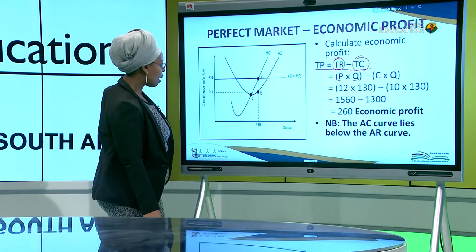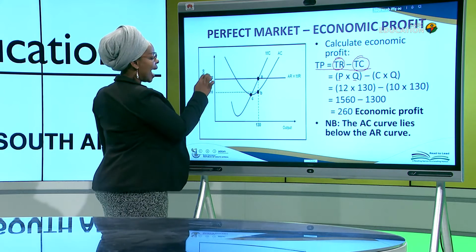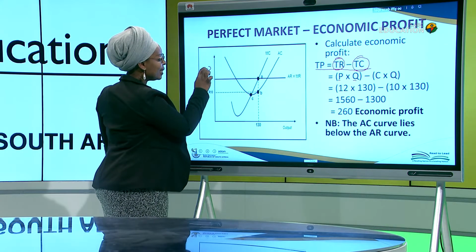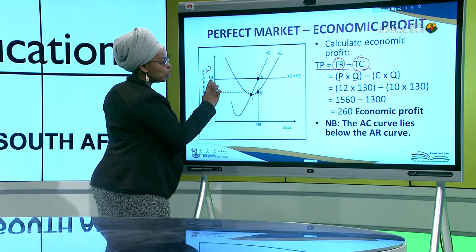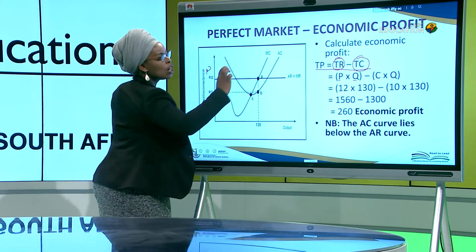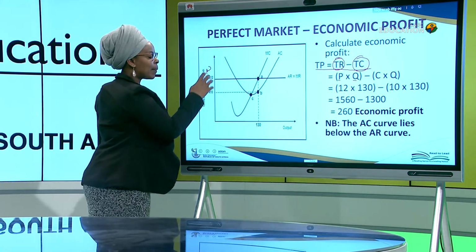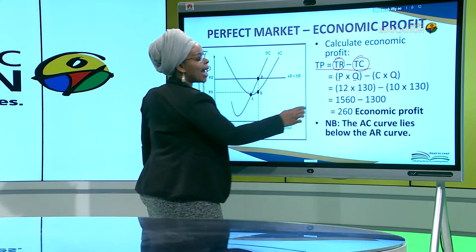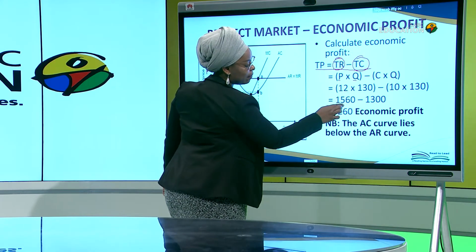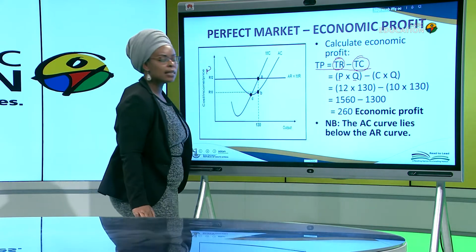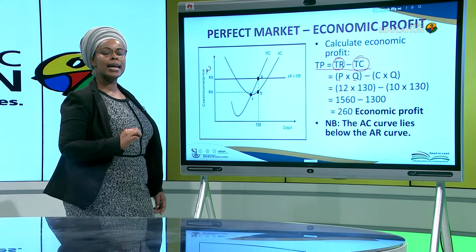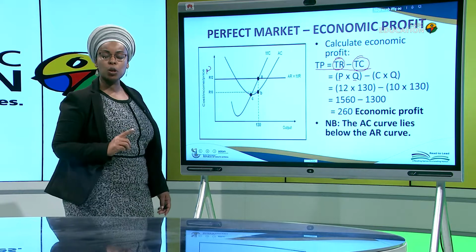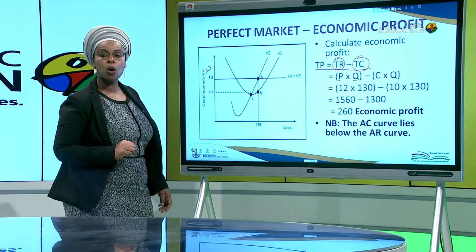In our example, what is the price? I said that 12 Rand is our price. How do you see it? Because of the straight horizontal line. It is the price that we took from the market. So we'll say 12 Rand multiplied by 130. It will give us 1,560. To calculate the total cost, you need to have the cost first.